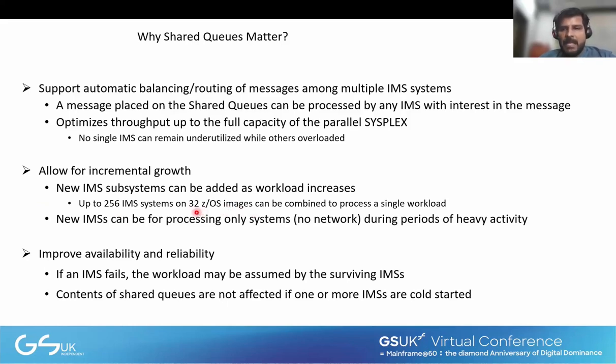For example, if a banking application experiences a surge in traffic, we can bring up new IMS instances having no terminals or users connected to handle this additional workload. Once the workload decreases, we can bring the newly added IMSs down without impacting any existing user. Up to 256 IMS systems on 32 z/OS images can be combined to process a single workload.